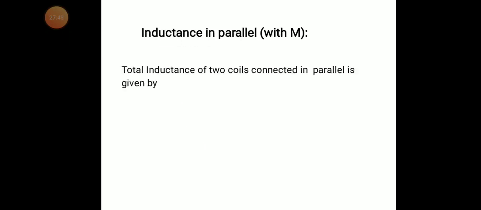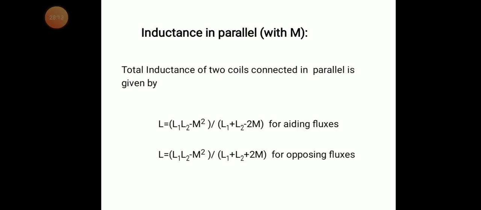Now we try to discuss the inductance in parallel with mutual inductance. Already we discussed that the mutual inductance may affect the other coil, so we need to add that effect into the inductance value. Here also we have two cases, that is series aiding and series opposing.